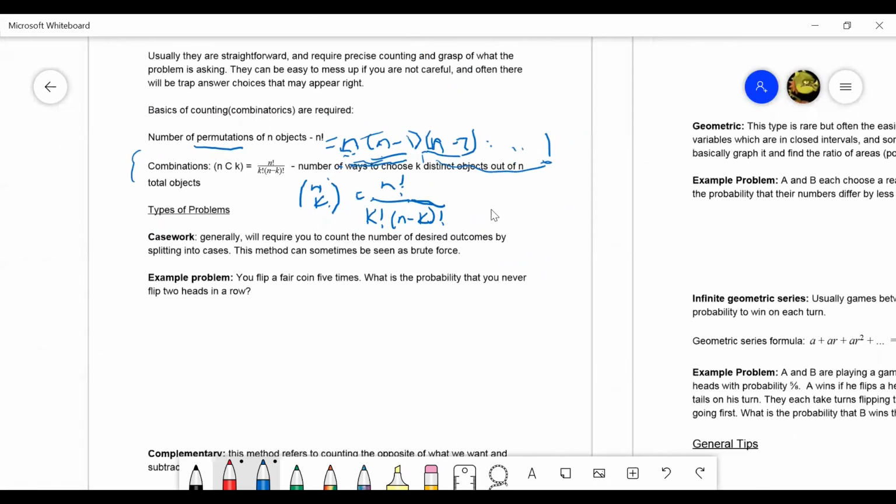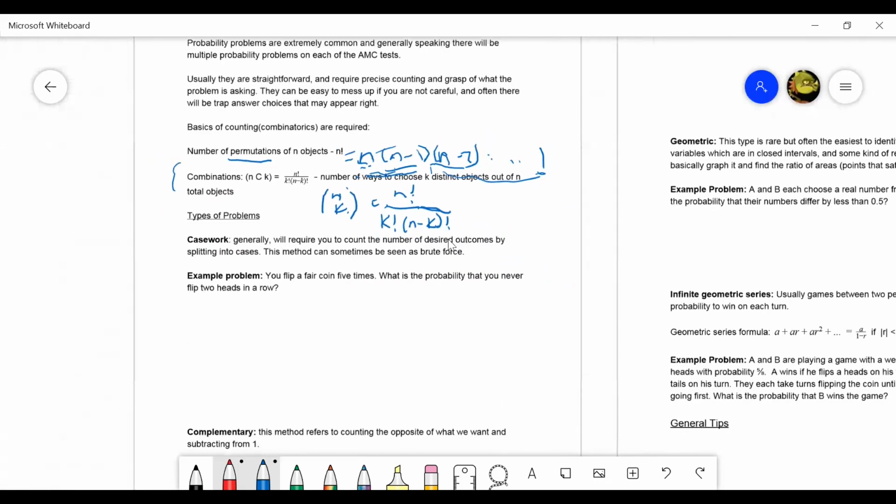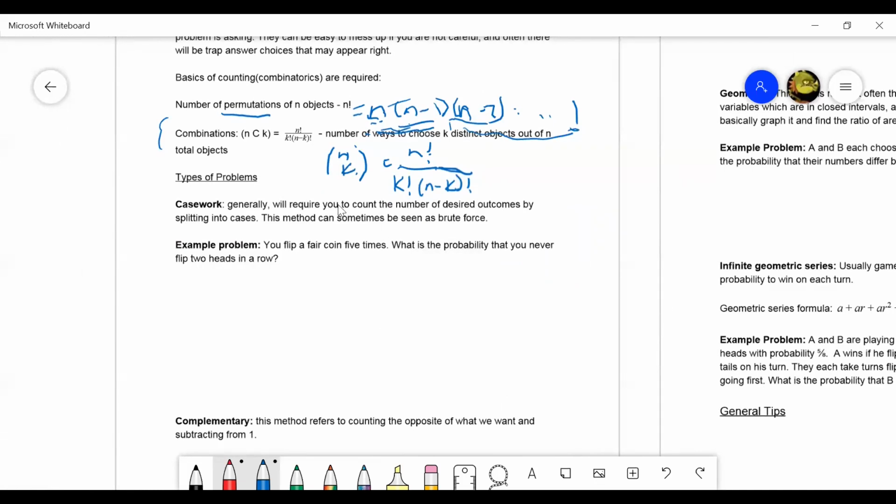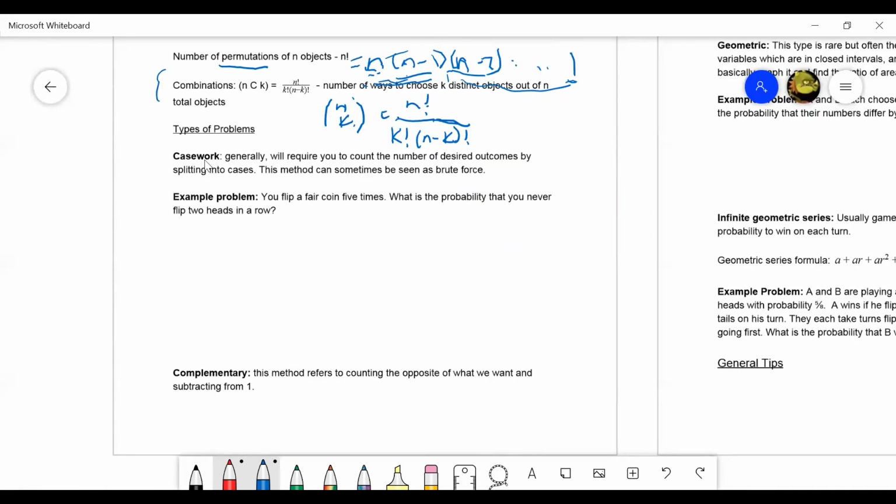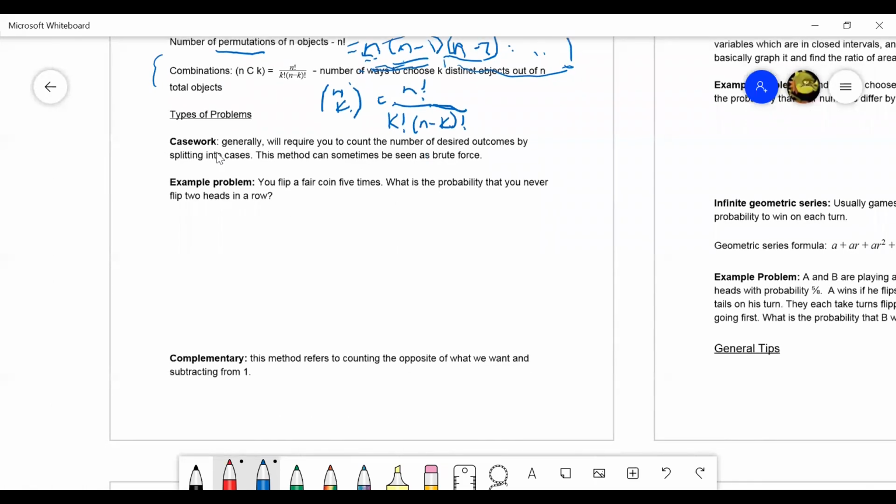Okay, it's kind of hard to give a broad description of everything, so I split types of problems into different methods that you could use. The first method I want to talk about is casework. This one is going to be the most universal method and probably the most common one. It's exactly what the name says: you make cases where you think of all the possibilities for something, then calculate for each of the possibilities and add them all up. So this is kind of like brute force.